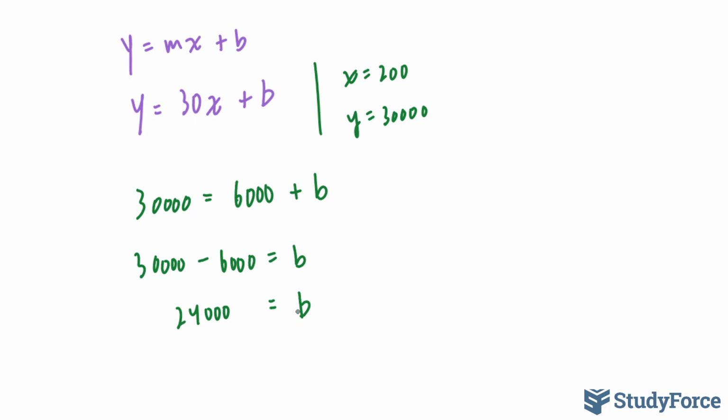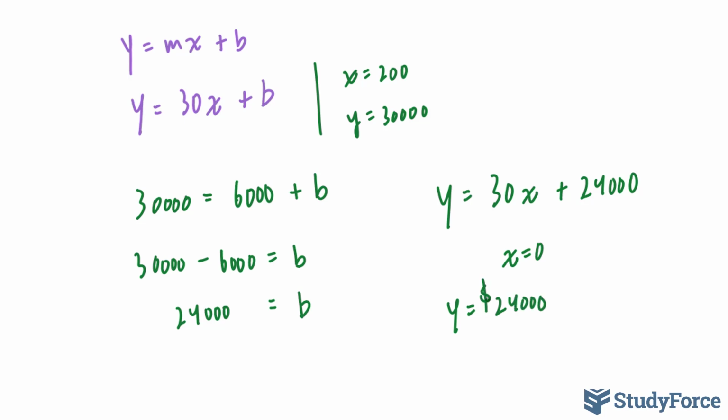So let's apply this to our formula. Y is equal to 30x plus 24,000. Since this is positive, we put a plus right there. Now what does this mean? This means that if you produce 0 chairs, so let's say x is equal to 0, the factory will still have to pay $24,000 for, it can be anything, for running costs, paying employees, whatever the case may be.